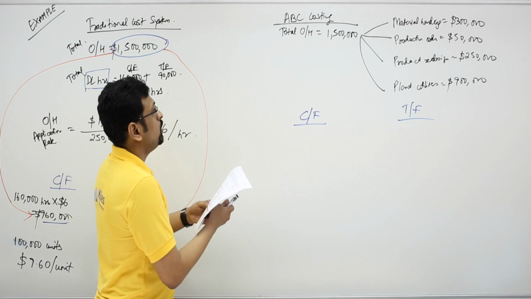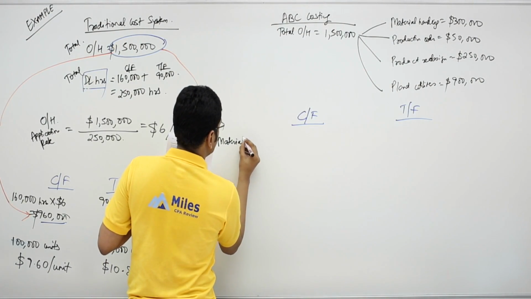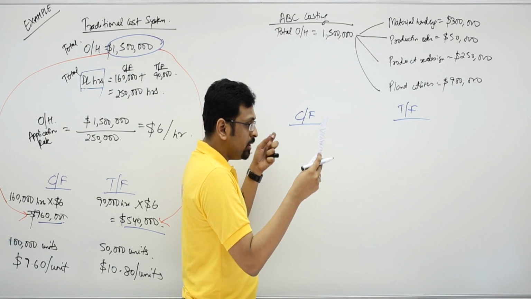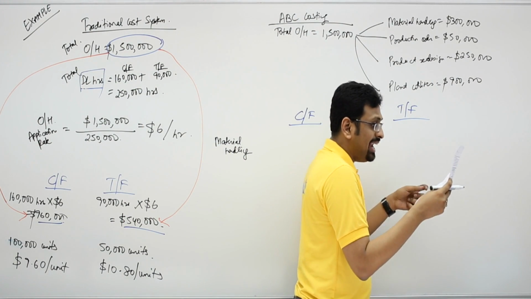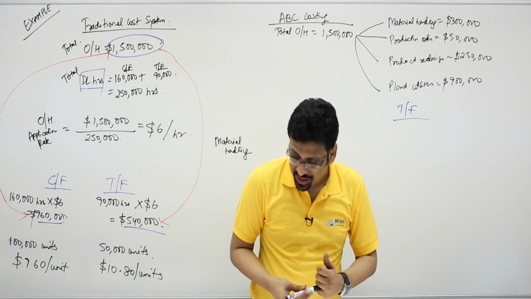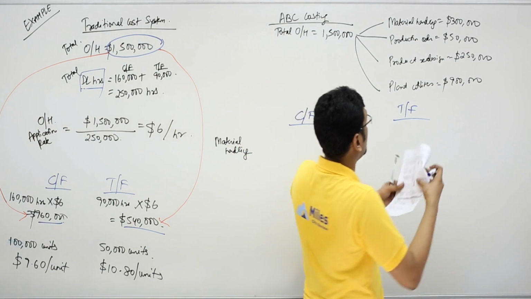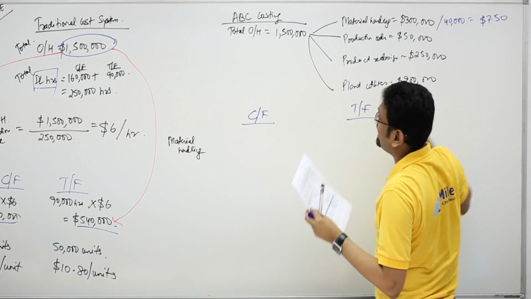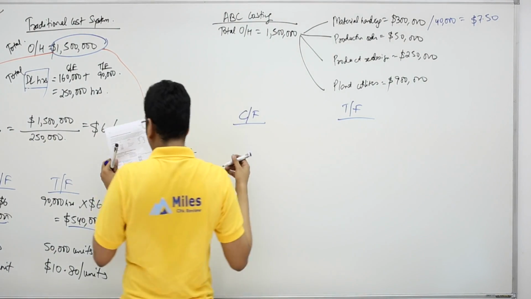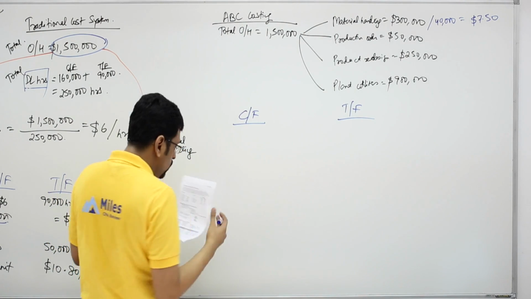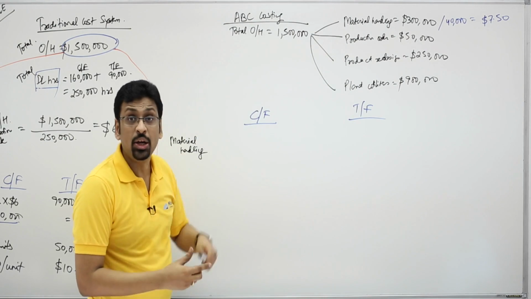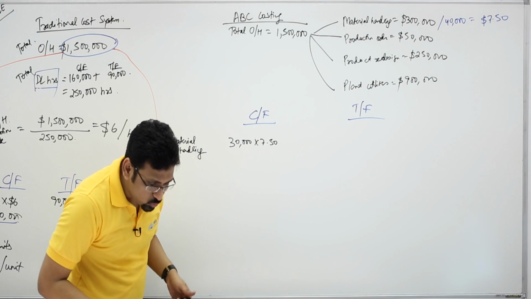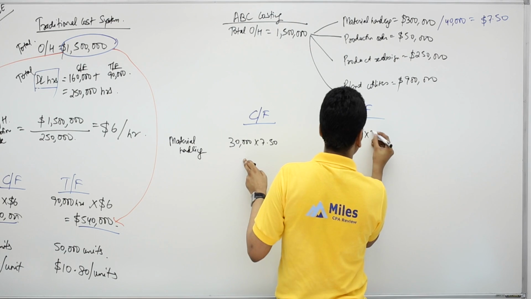Now it said, when you're looking at material handling, the ceiling fan department, they handle 30,000 pounds of material. The table fans, they had 10,000 pounds of material. So material handling was $300,000 for 40,000 pounds. So you could say that's $7.50 per pound. So for ceiling fan, where they handled 30,000 pounds, we could have 30,000 pounds into $7.5. Table fan, they handled 10,000 pounds into 7.5.